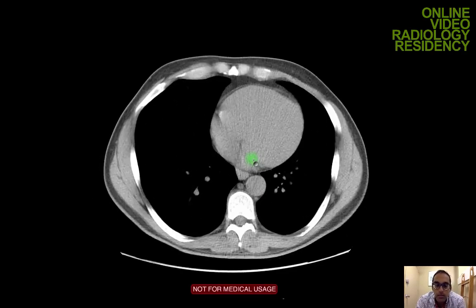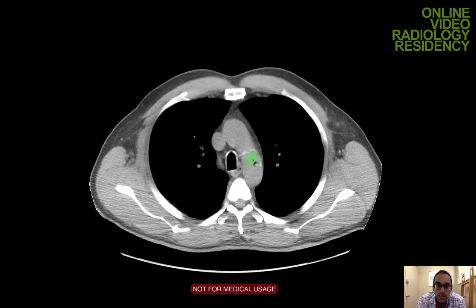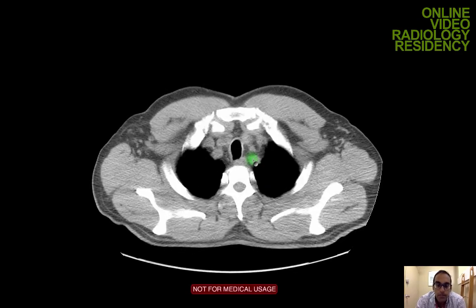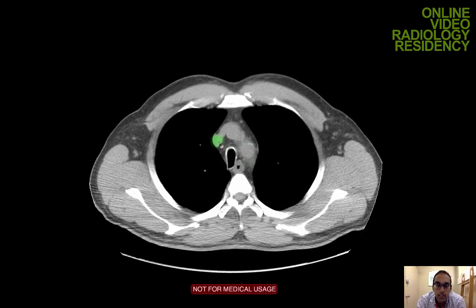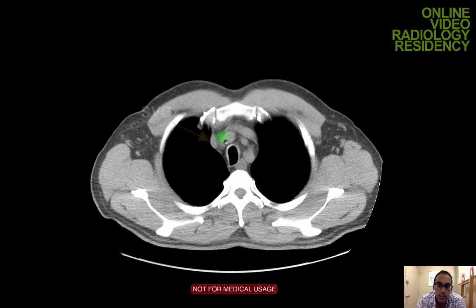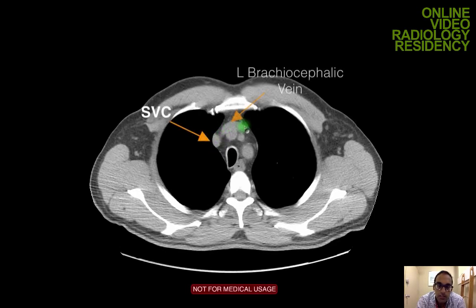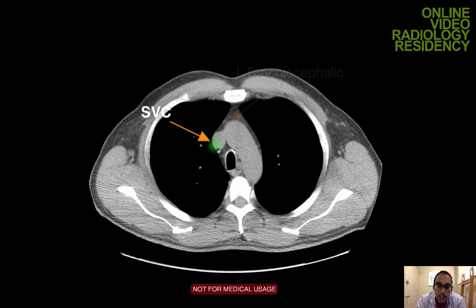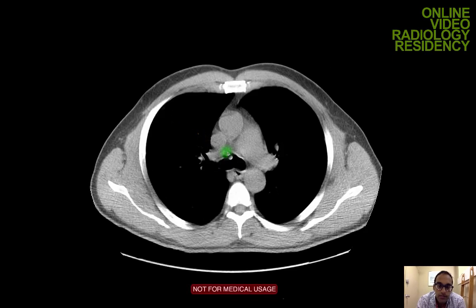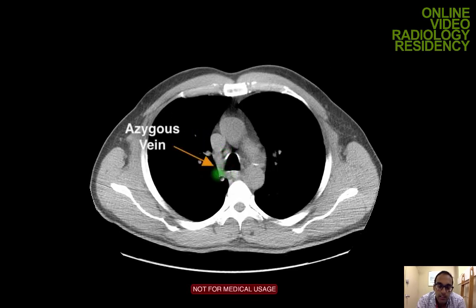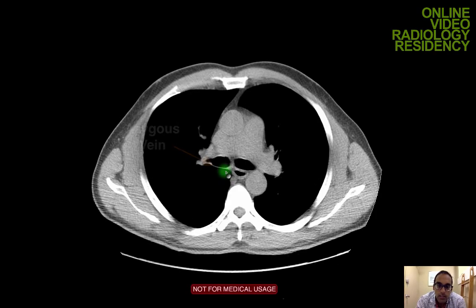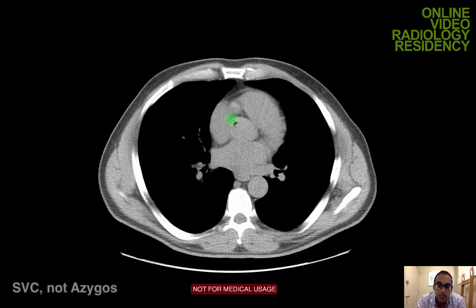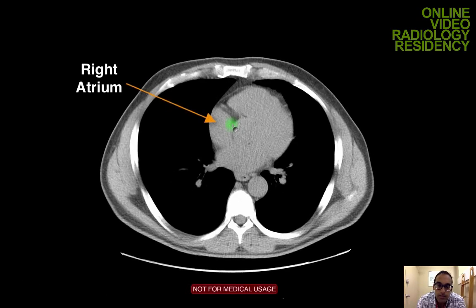Okay, so we looked at the mediastinum for looking at the fat. So next thing I'll look at is the vessels. So here I can see this venous structure here to the right of the midline, and it's receiving blood from another venous structure here, the brachiocephalic vein. And this is the SVC here. And I can come down, I can see the azygous vein coming into the SVC here posteriorly. And as I keep coming down, the SVC will turn into the right atrium.